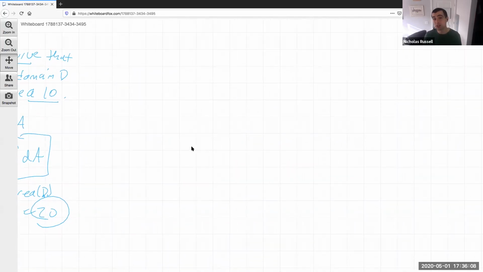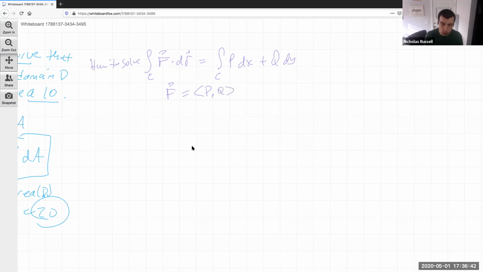Because there's really two questions you need to ask yourself to figure out what technique to use. The two questions are: do I have a closed curve? Is my vector field conservative? So this is how to solve the integral of F dot dr, which is the same exact thing as P dx plus Q dy, where F is just equal to PQ. These are equivalent. How do we solve this?